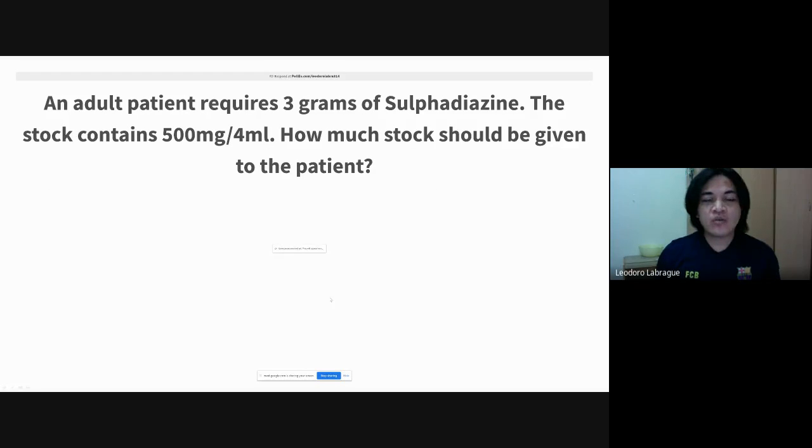Okay, and don't worry, this is only 10 items, and then I'm going to dismiss you. An adult patient requires 3 grams of sulfadiazine. The stock contains 500 milligram per 4 ml. How much stock should be given to the patient? Again, this problem requires conversion because see, it's in grams and it's in milligram. You need to convert.